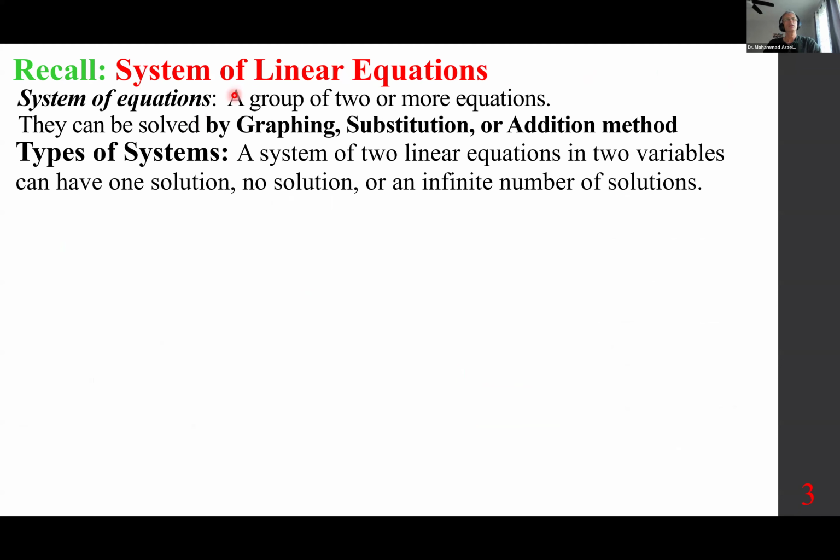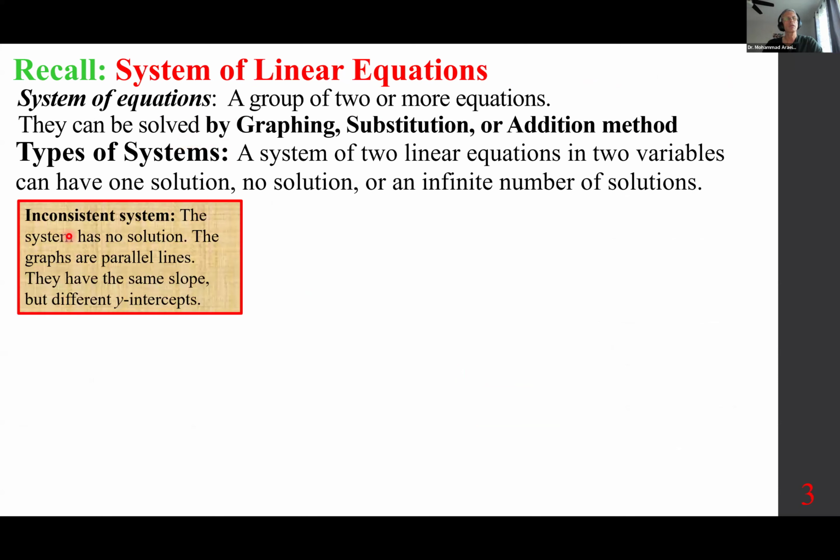Recall system of linear equations, system of equations, a group of 2 or more equations. They can be solved by graphing, substitution, or addition method. Types of system: a system of 2 linear equations in 2 variables can have 1 solution, no solution, or an infinite number of solutions. Inconsistent system, the system has no solution.